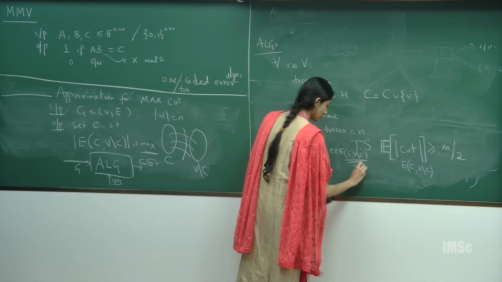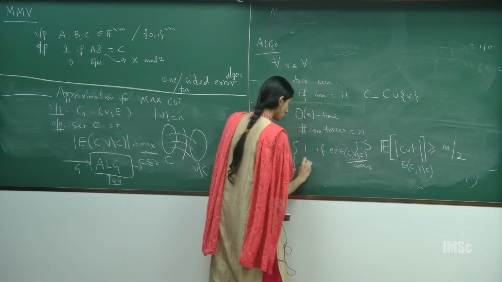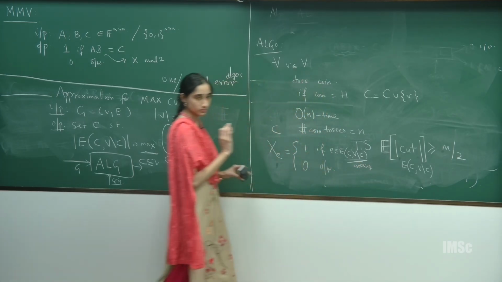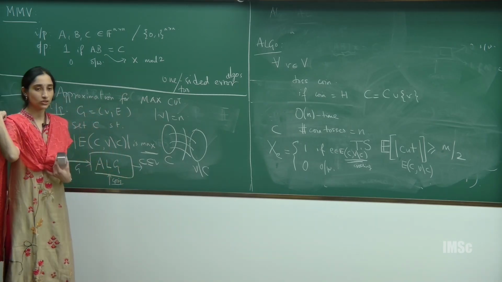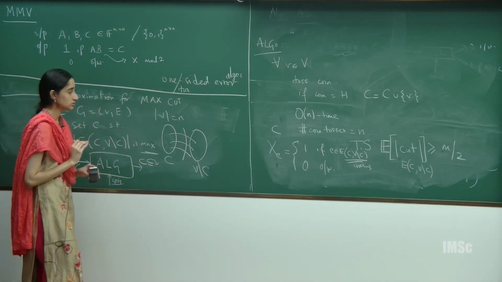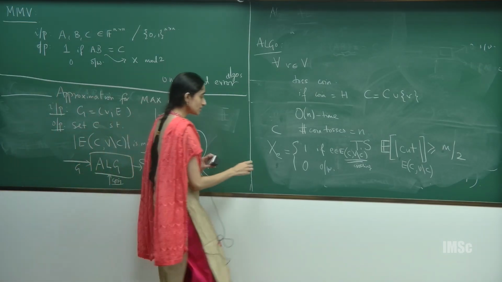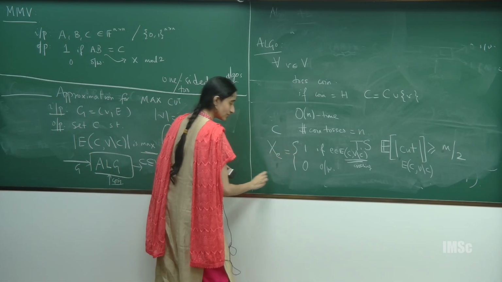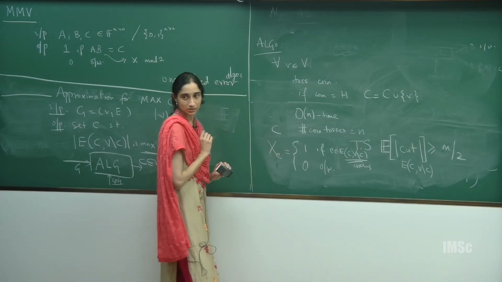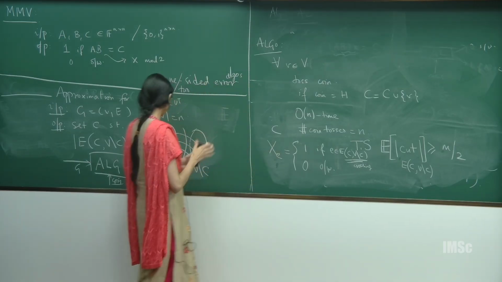Or E is crossing and 0 otherwise. Right? So for every edge I am going to set up this random variable. So it's a 0, 1 random variable. So when is it 1? When is it 0? Can you try and see?